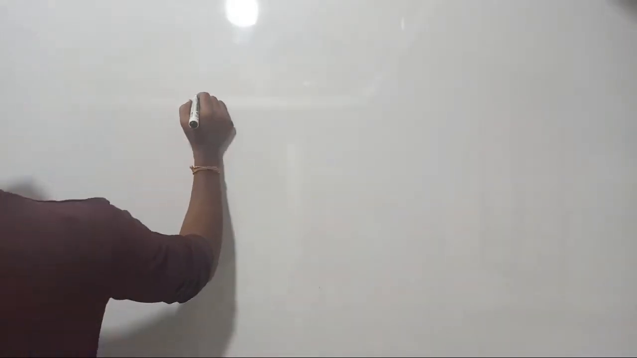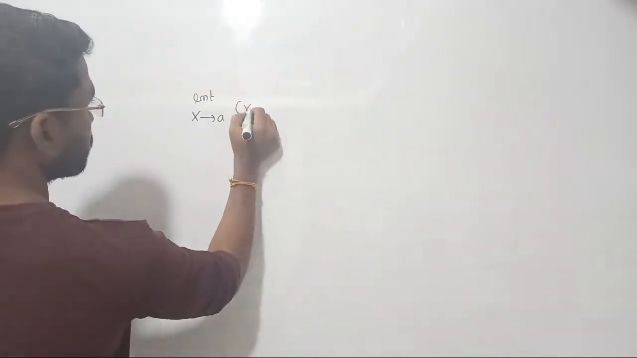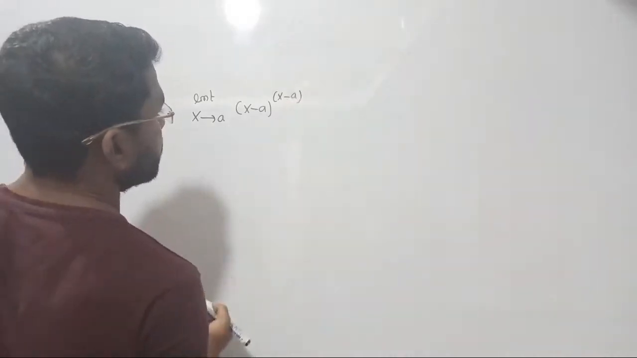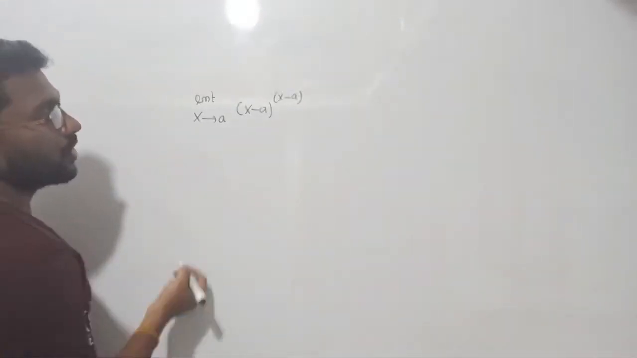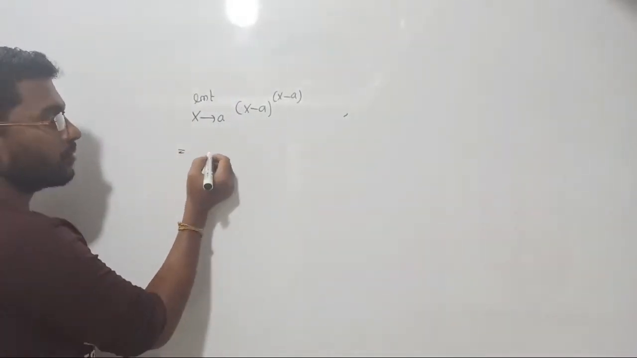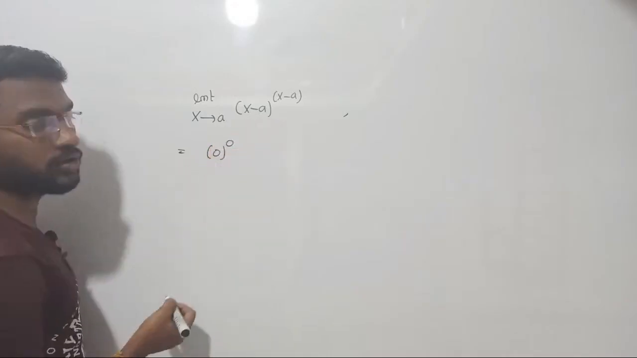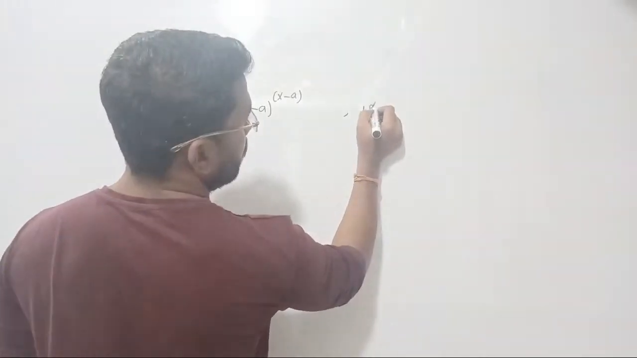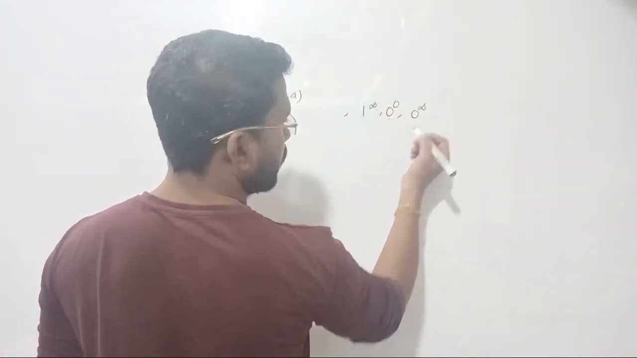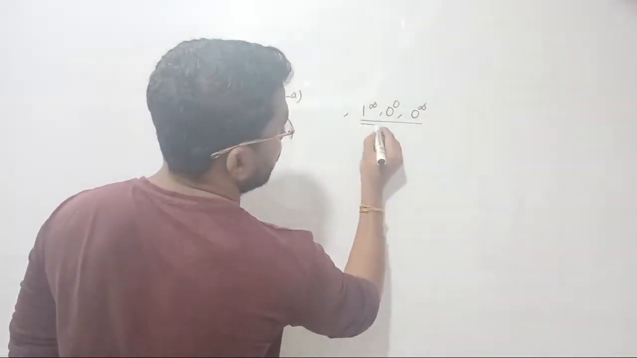Okay, the question is once again: limit x is approaching a, of (x minus a) in the power of (x minus a). Let's see what happened. Guys, listen. Now if you substitute a for x, it will become a minus a, 0, and the power is also 0, so 0 power 0. Now let's say 1 power infinity, 0 power 0, 0 power infinity. If you find any terms like this, they are all called what? Indeterminate form. For this format, what do you have to do?